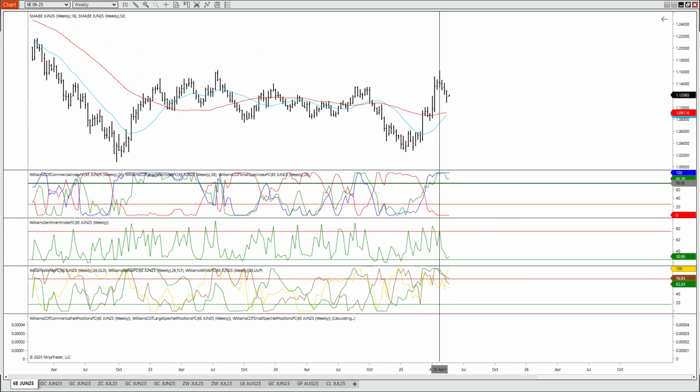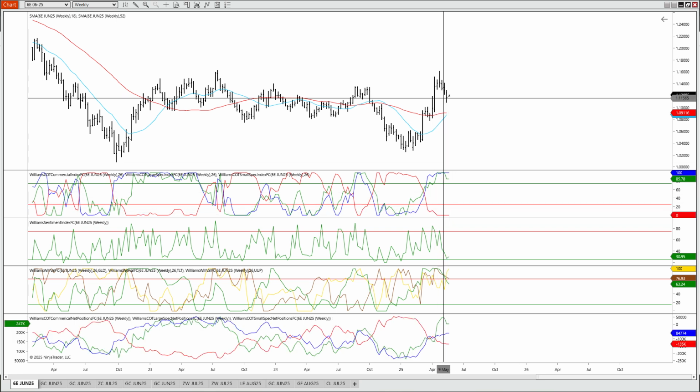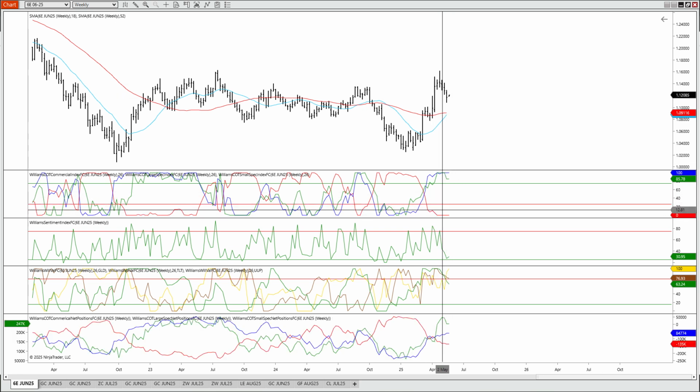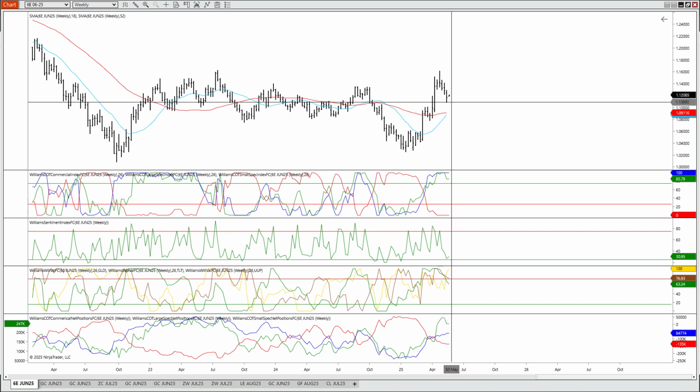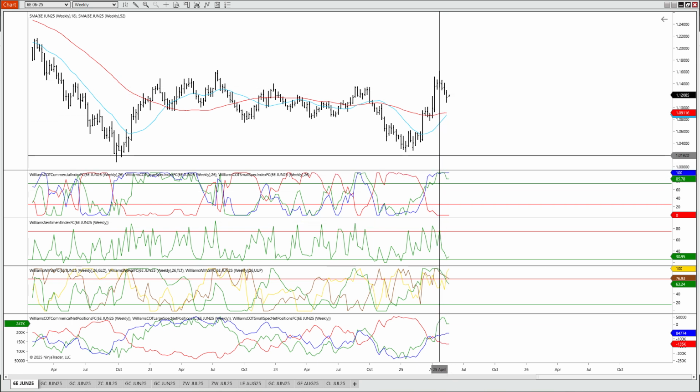Well, we see that for several weeks here, the commercials have been extremely short, and they stayed extremely short. They haven't really started working off, they haven't started hedging and getting more long into the down move. So they're still extremely short here. Small speculators and large specs extremely long. So we love that juxtaposition.